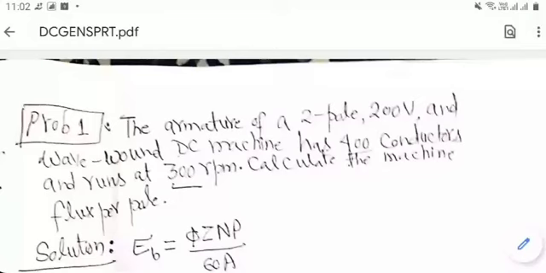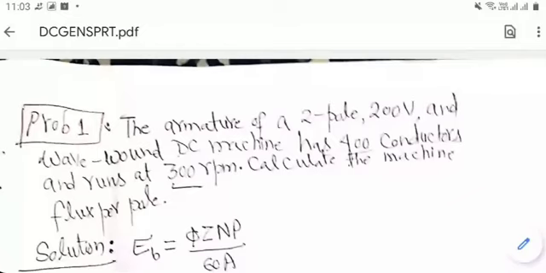The armature of a two-pole, 200 volt, wave-wound DC machine. Machine is the general word for generator and motor together. The same machine can be used as a generator as well as a motor. So this machine has 400 conductors and it runs at 300 revolutions per minute. Calculate the machine flux per pole.